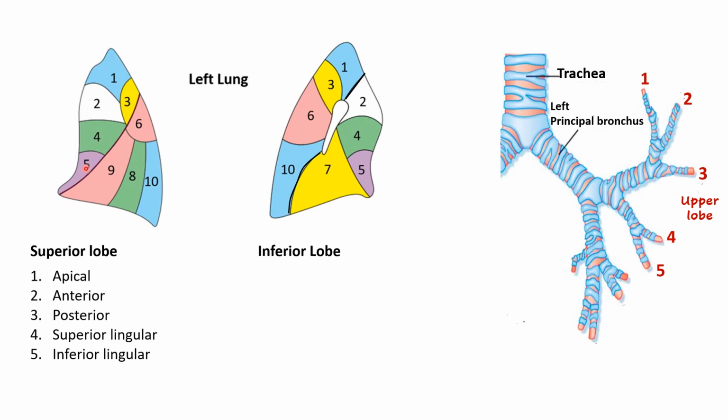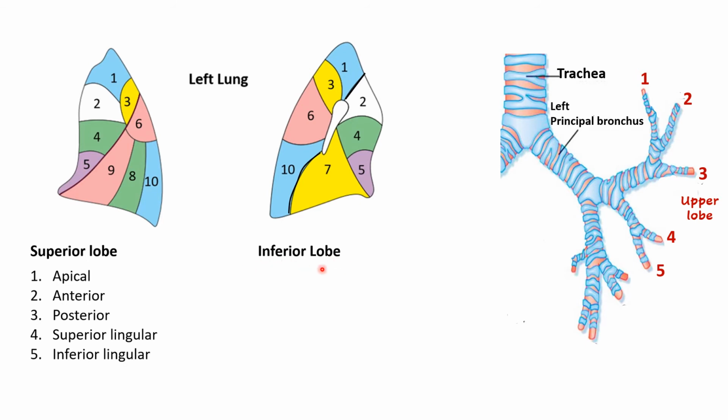Why do we call them lingular? Because we can see here along the anterior border at the lower end towards the base, we have a tongue-like extension of the lung, right? Which is just below this indentation along the anterior border of the left lung, known as the cardiac notch. Just below that we have a projection of the lung which looks like a tongue. That's why the name is lingula. So this part is known as lingula, and that's why these bronchopulmonary segments are called superior lingular and inferior lingular.